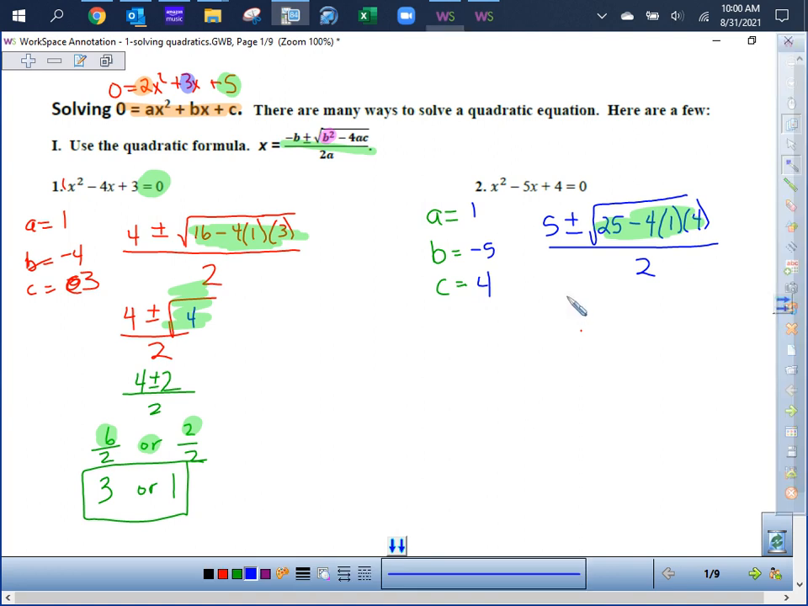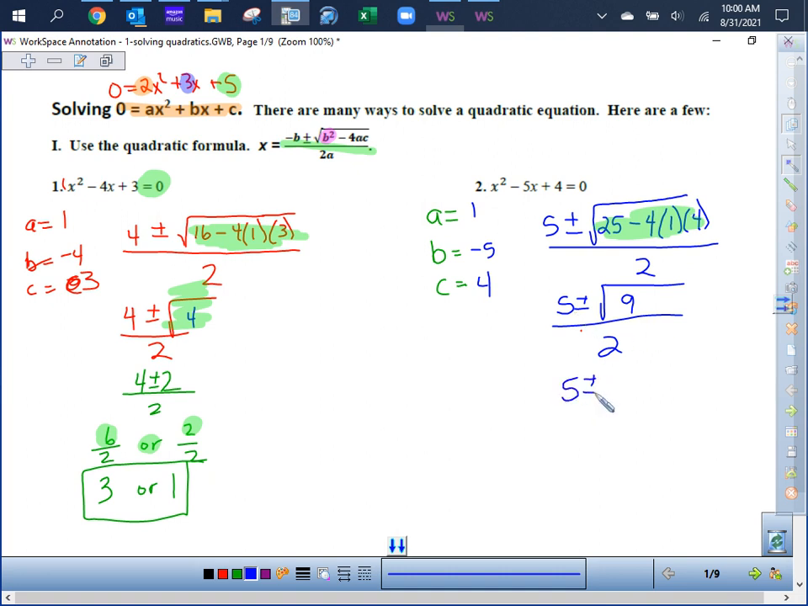So 5 plus or minus the big square root, all over 2. What did we get for a discriminant? Got a vote of 9. You guys okay with 9? Make sure you can get it. Do you like 9 for a discriminant? When it's underneath a square root, do you like the number 9? It's a perfect square, so it's going to come out real nice. What is the square root of 9?